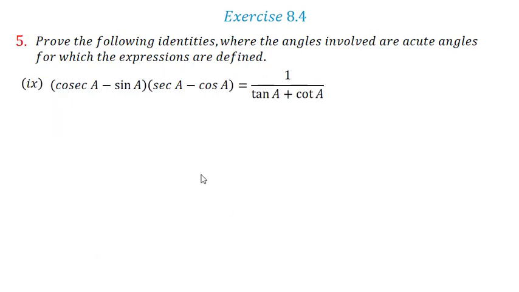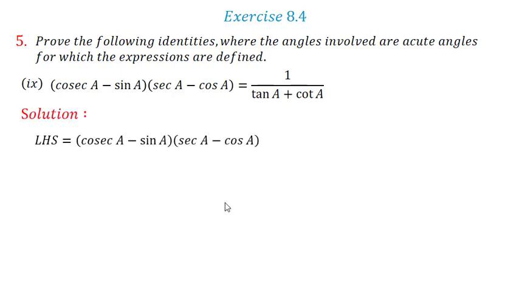Ninth question is (cosec A minus sin A) into (sec A minus cos A) is equal to 1 upon (tan A plus cot A). My left hand side is (cosec A minus sin A) into (sec A minus cos A).